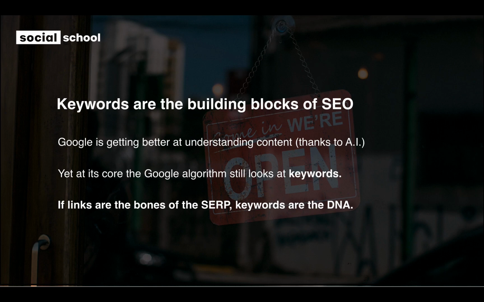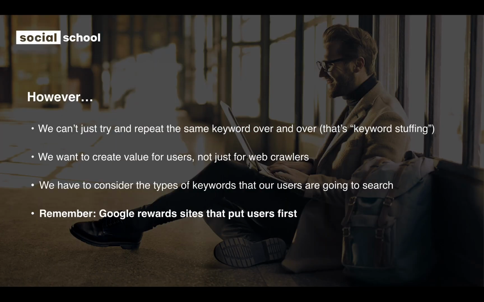So keywords. This is what most people think of as SEO, but as we've seen from doing this course, there's a whole lot more to it than that. But really, this is what most people think of as the meat and potatoes. And it is to a certain degree, which we'll chat a little bit about. So, keywords are the building blocks of SEO. We know that Google's getting better at understanding our content thanks to AI, but at its core, the Google algorithm still looks at keywords. We think of links as being the bones and structure of the SERP. Keywords are the DNA underneath that really helps ensure that Google's getting a good sense of what our content and website is all about.